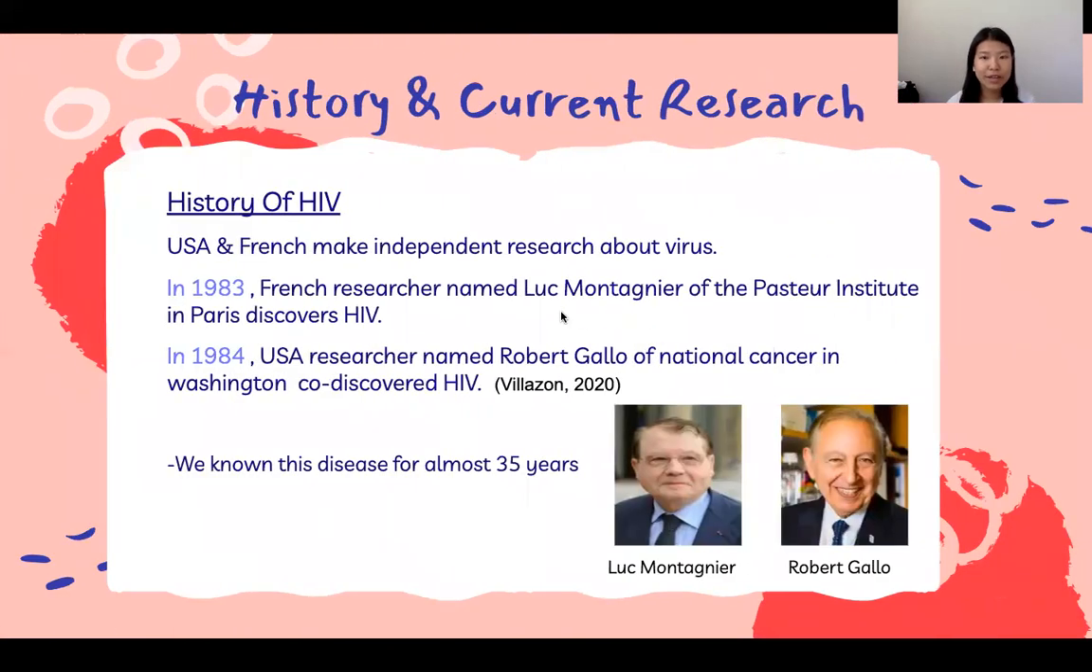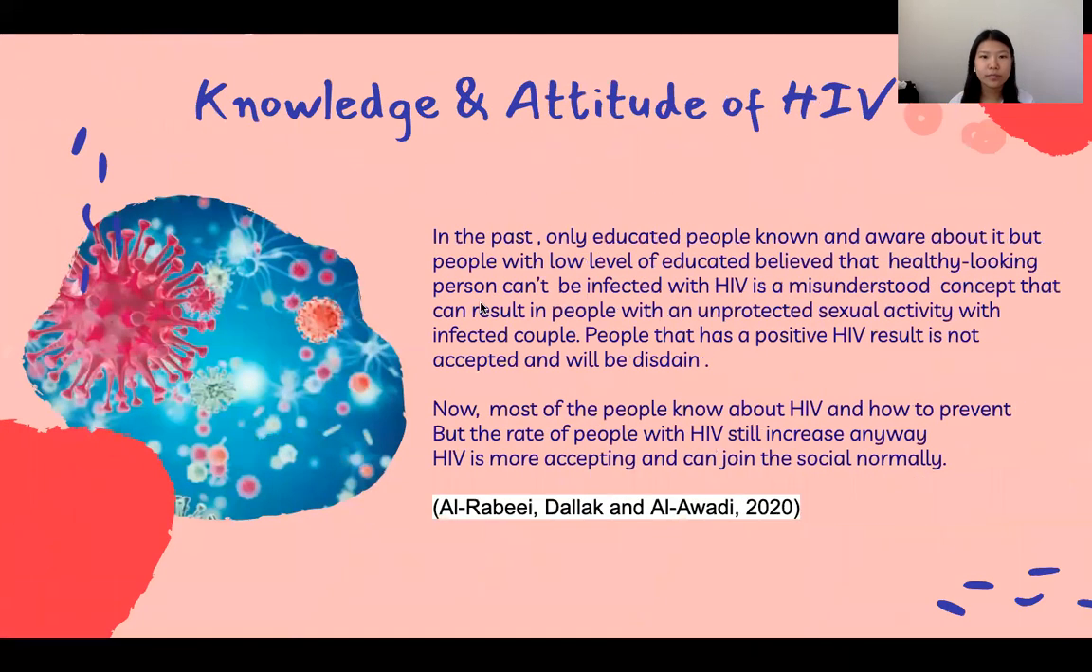History of HIV. There are two people who discovered HIV. So the USA and France did independent research on this. In 1983, the French researcher Luc Montagnier of the Pasteur Institute in Paris discovered HIV, and the next year, 1984, it was co-discovered by Robert Gallo from the USA. From 1984 to today, we have known this virus, HIV, for almost 35 years now.